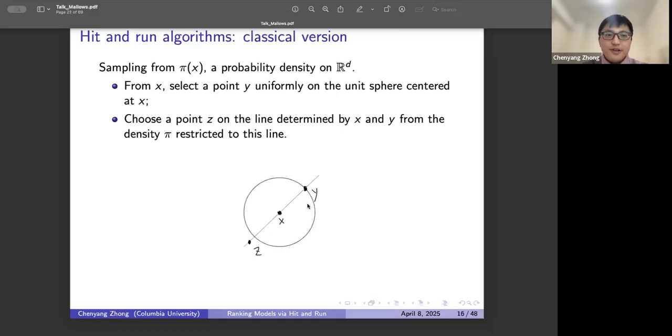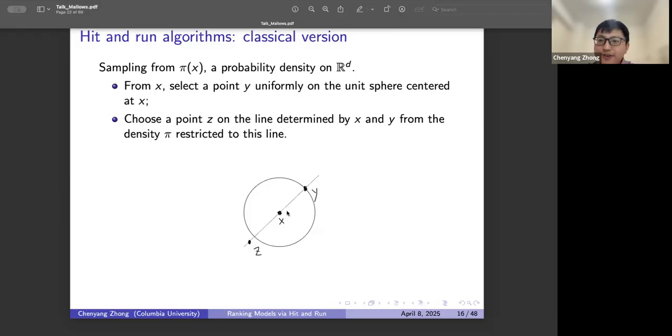Okay, so now I will introduce the hit and run algorithm. The classical or original version of the hit and run algorithm involves sampling from a probability density on d-dimensional Euclidean space. It involves the following two steps. Since it's a Markov chain, we start from some point in the d-dimensional space, call it x. The first step involves selecting a point uniformly at random on the unit sphere centered at x.